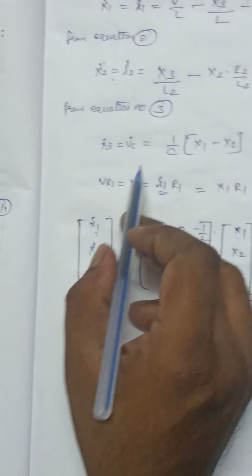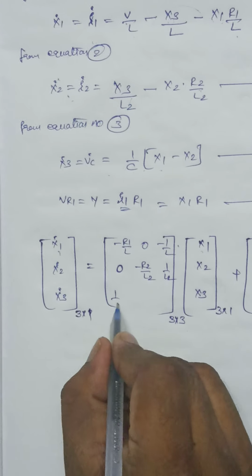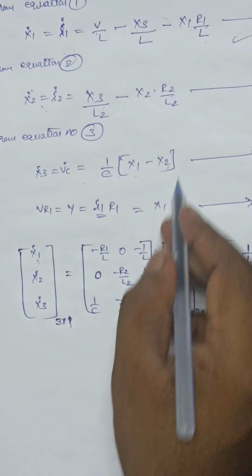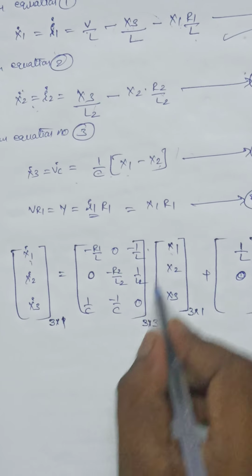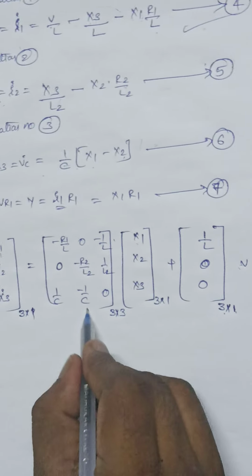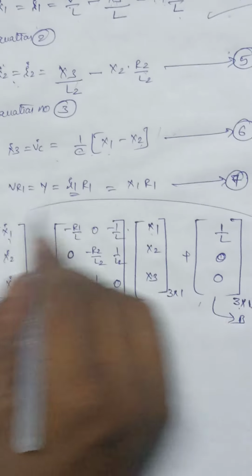Next, x3 dot is equal to, the x1 coefficient here is 1 by c. The x2 coefficient here is minus 1 by c. There is no x3 term here, that is 0. And also there will not be any input involved here, so that it is 0. So this is the A matrix, and this is the B matrix. This is nothing but the state equation.